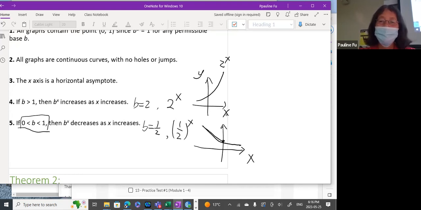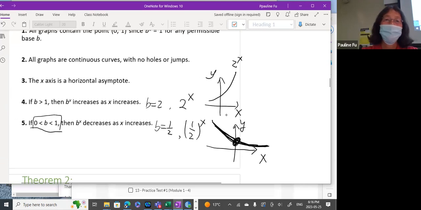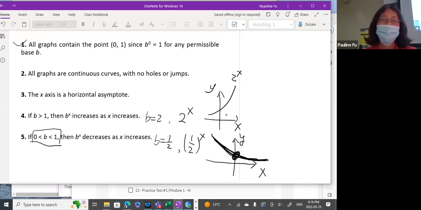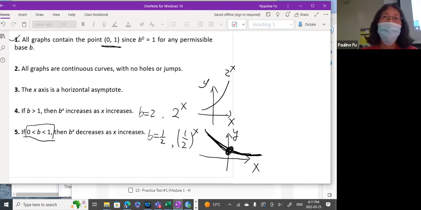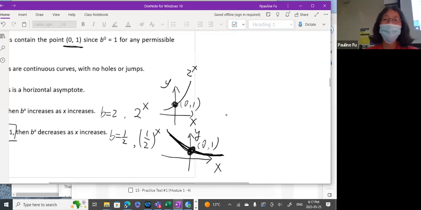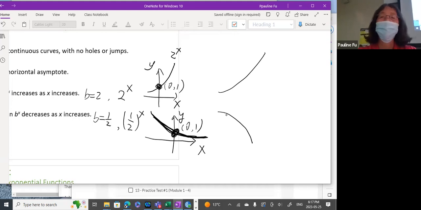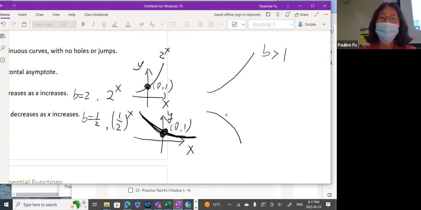It looks like this. So this is y, this is x. This graph is (1/2) to the x. And in this graph, when you increase x, y decreases. Do you see that? Can somebody tell us what is this point here? Look at number one. This point is (0, 1). All exponential functions will go through (0, 1). So this point is (0, 1), and this point is (0, 1). Okay, so the shape of the exponential function is either this one or this one. How do you know which one is which? When b greater than 1, it is increasing. When b smaller than 1, greater than 0, it is decreasing.